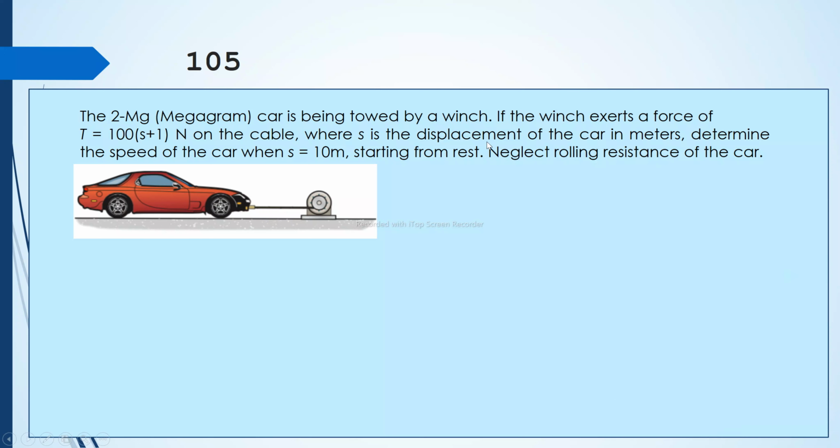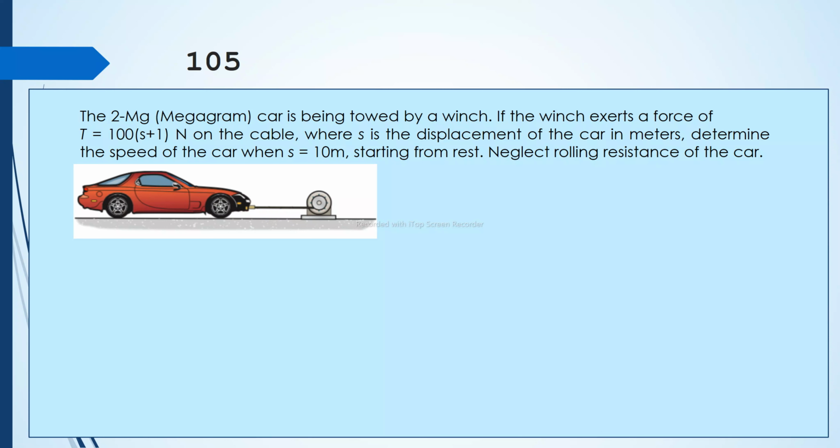So in our example number 5, we were given a 2 megagram car being towed by a winch. If the winch exerts a force of tension T equal to 100 times quantity S plus 1 Newton on the cable, where S is the displacement of the car in meters, determine the speed of the car when the displacement is equal to 10 meters starting from rest. Neglect rolling resistance of the car. So we just neglect here the rolling resistance.